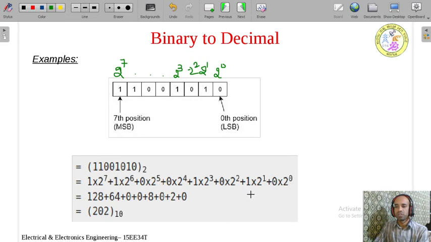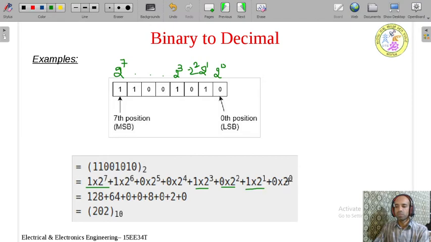1 into 2 power 1. Then we have 0 into 2 power 2, and we have 1 into 2 power 3 and so on. Last we are having 1 into 2 power 7. Now you multiply all the values.